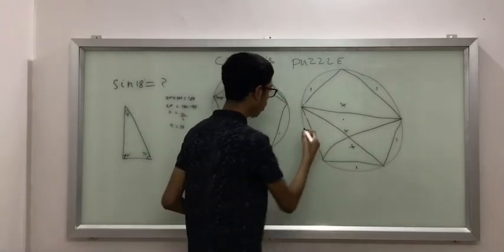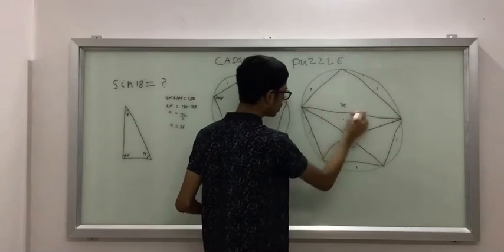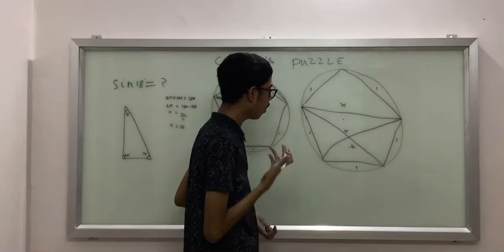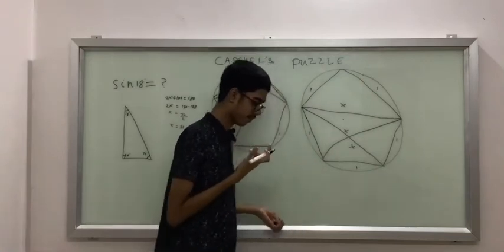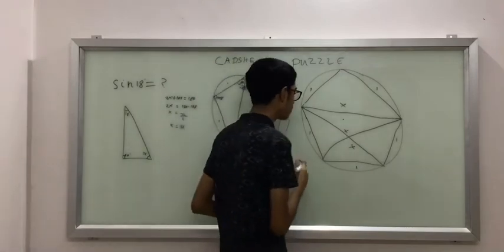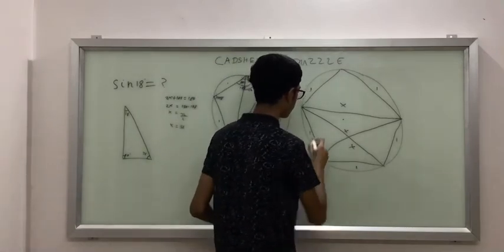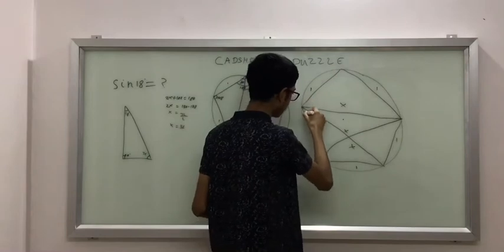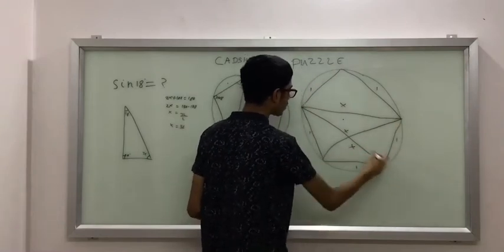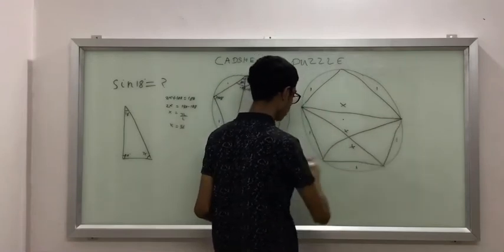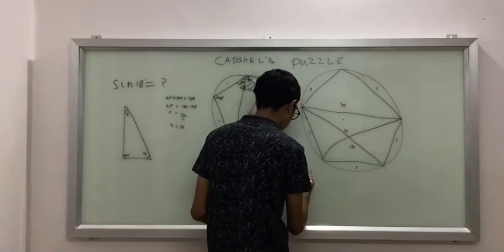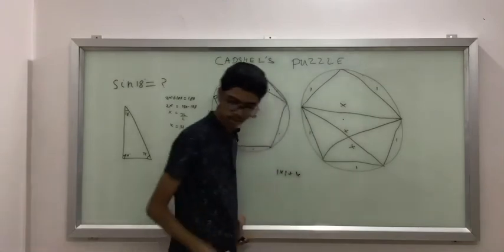Now in this, see, this is a quadrilateral. So I'm going to use Ptolemy's theorem. Ptolemy's theorem says that this length into this length plus this length into this length is equal to this length into this length. That means 1 into 1 plus 1 into x.